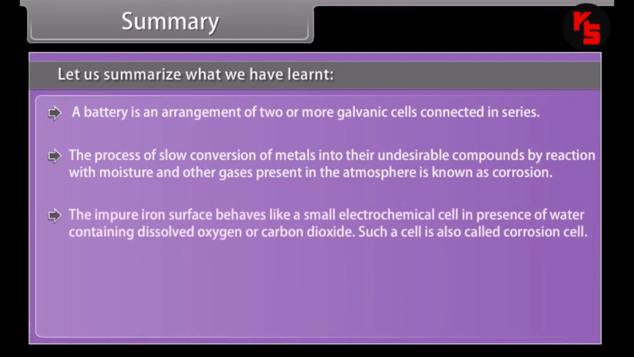The impure iron surface behaves like a small electrochemical cell in presence of water containing dissolved oxygen or carbon dioxide. Such a cell is also called a corrosion cell.